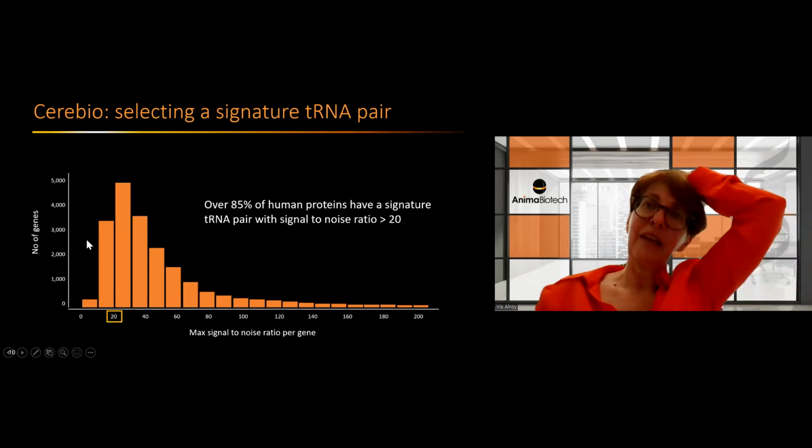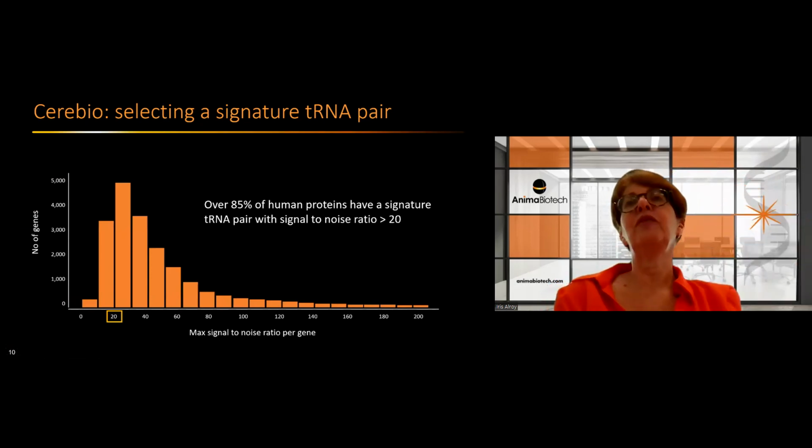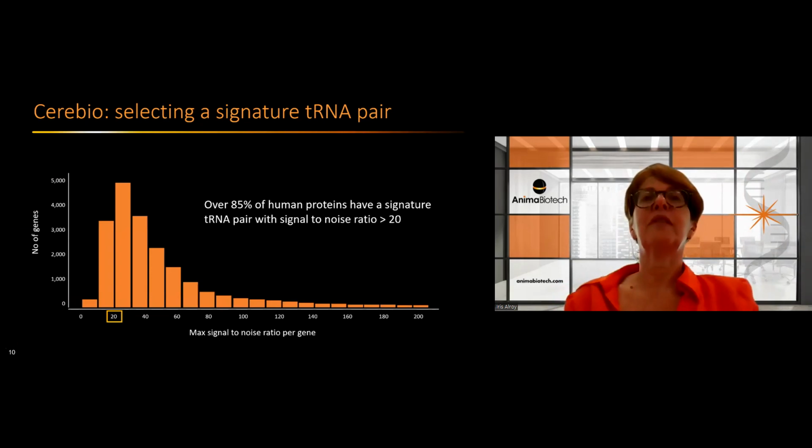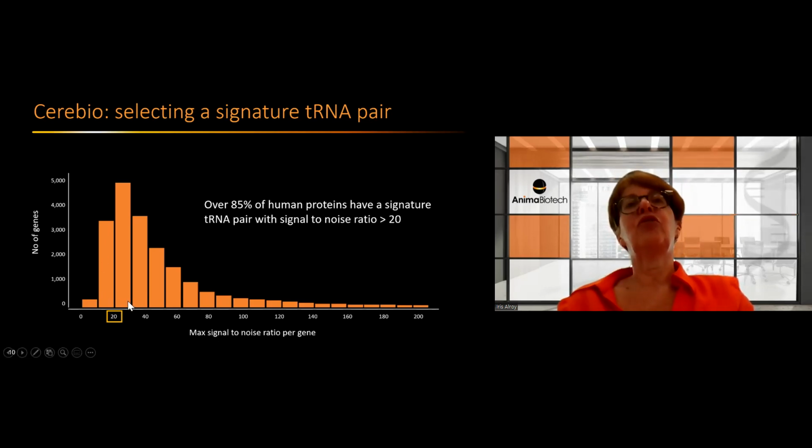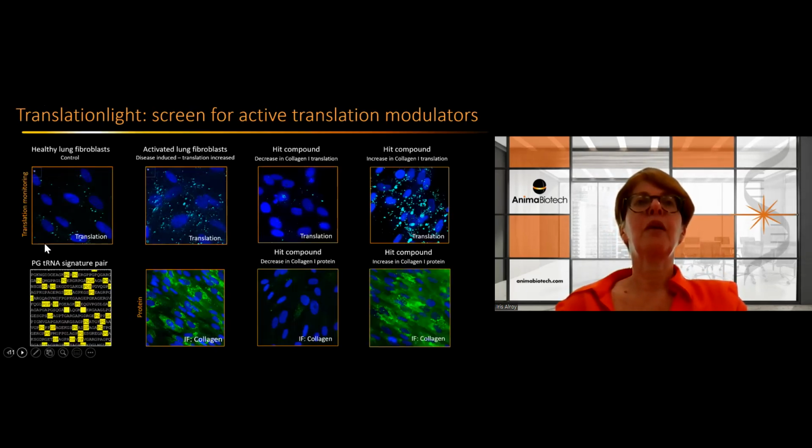We are always asked how selectivity can be achieved with this technology. You need to remember that for our 20 amino acids in human, we have 46 codons, and there are more than 1,000 different combinations. And it turns out that many of our genes actually use codon combinations that are a unique signature for that gene. Calculating bioinformatically in silico all the potential combinations, we find that 85% of human genes contain a codon signature pair with a signal-to-noise ratio above 20, which is sufficient for us to monitor the translation of an mRNA of interest.